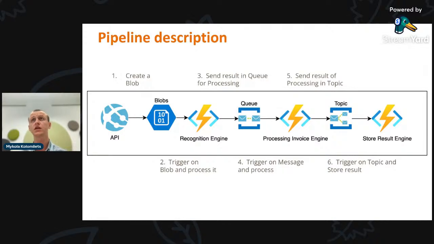And the last one here is the store result engine. In this case, we can expand this component with different rules and different logic. We can store information about processing. We can trigger another queue, another function, for sending notifications about the processing result, and so on. So a lot of stuff we can do here.